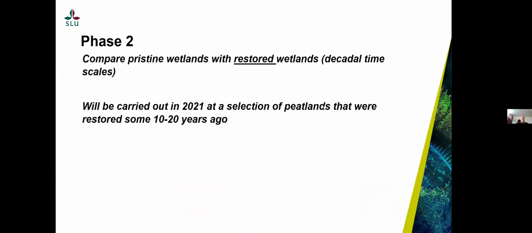So that was phase 1. Phase 2 is where we compare pristine wetlands with restored wetlands. Here we will use a selection of peatlands that were restored maybe 10 to 20 years ago to get that kind of comparison.